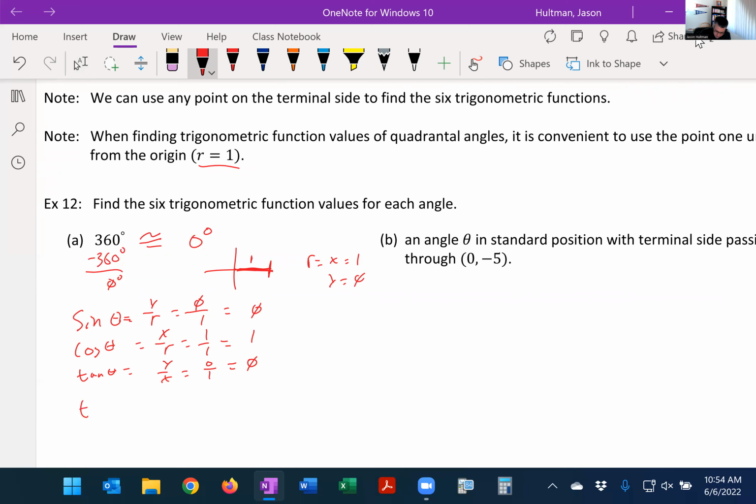Okay, and then the cosecant of theta is equal to r over y, which is the reciprocal of sine, so that's r over y, which is 1 over 0, but I cannot divide by 0, so we say that this is undefined.